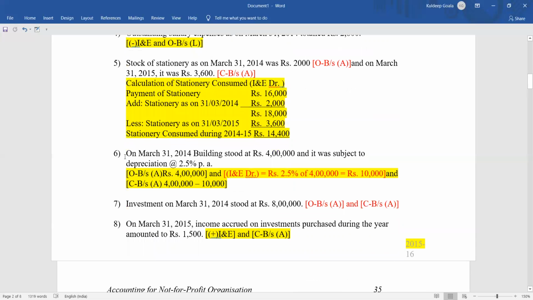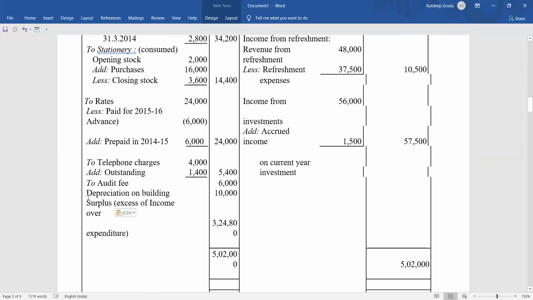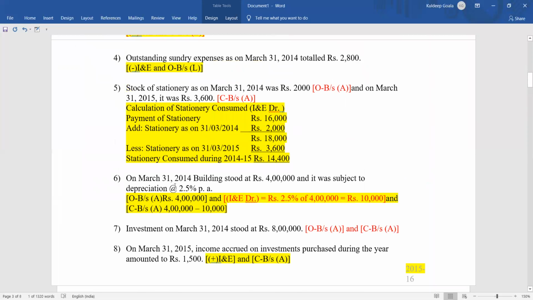So we can see that on 31st of March 2014, there was a building on which we have to charge depreciation, isn't it? How much? 2.5%. So how is it 2.5%? 10,000. So that will come as depreciation. So it will come as to depreciation on building. Okay, so you have to put it there. There is a typing mistake here. The surplus will go down. So it will be to depreciation on building. How much? 10,000. Clear? Now let's see what else is left.